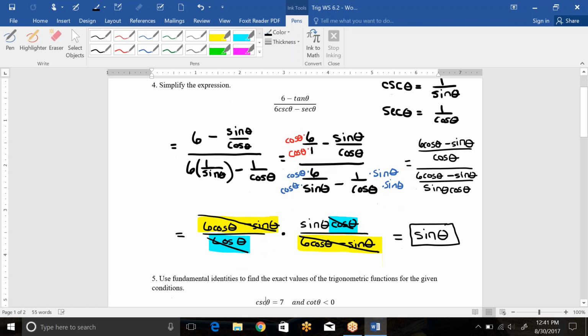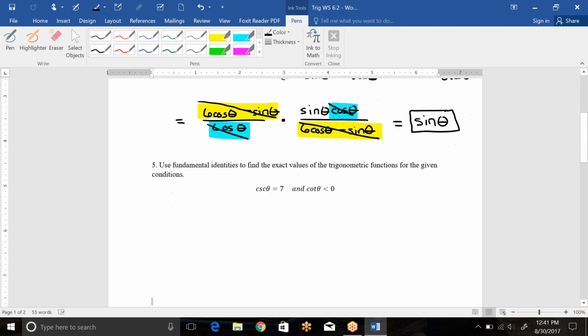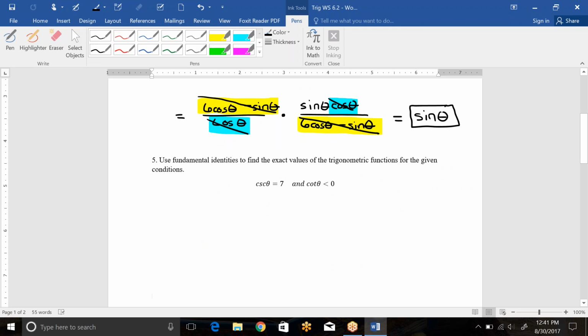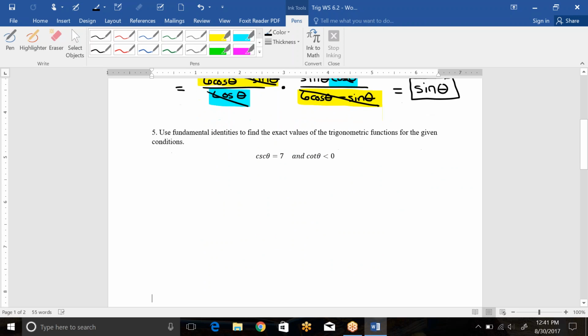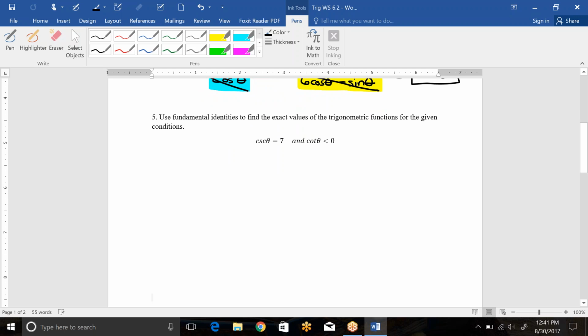Example 5, there's 2 different ways you could approach this problem. I know they specifically ask you to use the fundamental identities to find the exact values of the trig functions. I still find that most students do better if they draw a picture here, because pictures are much more likely for students to be able to label things correctly than to just think in your head, is something positive or is it negative? So before we actually can answer anything about this one, we need to remind ourselves about something that I put into the video for the 6.2 notes.